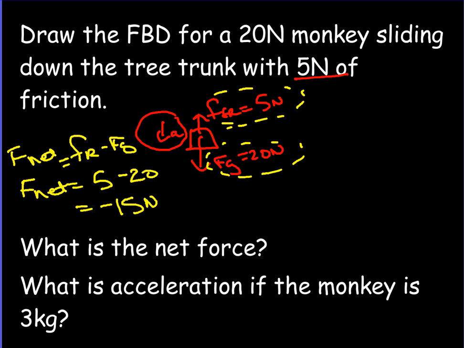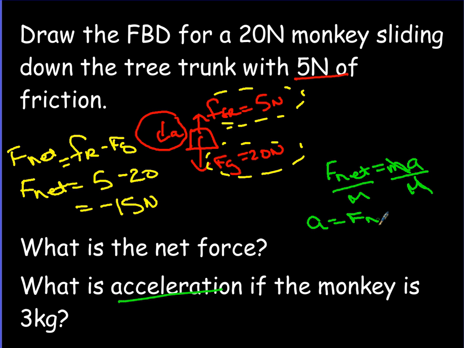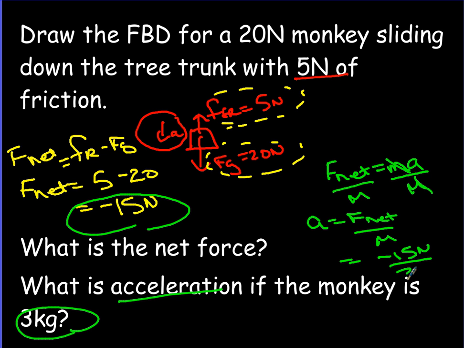What is the acceleration if the monkey has a mass of 3 kilograms? Well, F net is ma. I'm looking for acceleration, so I'm going to divide both sides through by m. It goes away. So the acceleration is F net divided by m. F net I found over here is negative 15 newtons divided by his mass of 3 kilograms. So the acceleration is negative 5 meters per second squared. Okay, that negative 5 means he's sliding downwards. His acceleration is downwards.